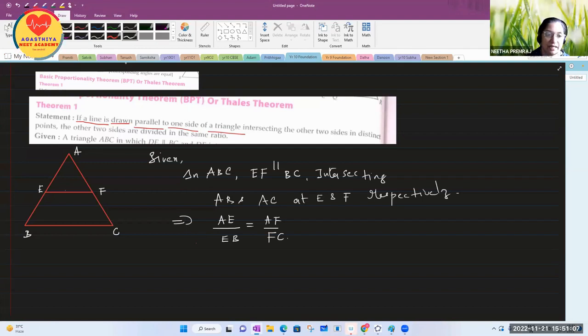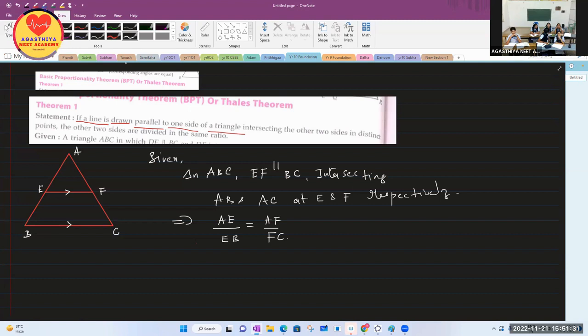If a line is drawn parallel to one of the sides of the triangle, then the ratio of the other two sides will be equal. This is called basic proportionality theorem. Okay, shall we see how to prove this theorem? Guys, do you know, or shall I explain how to prove this one? We know. You know, no need to explain this. Yes, ma'am. Okay, then we straight away will move to sums.